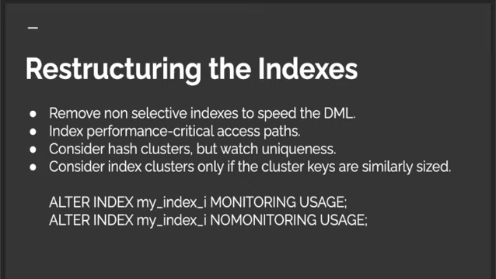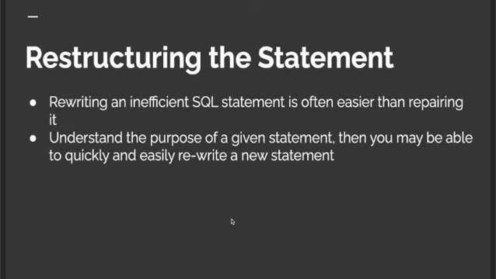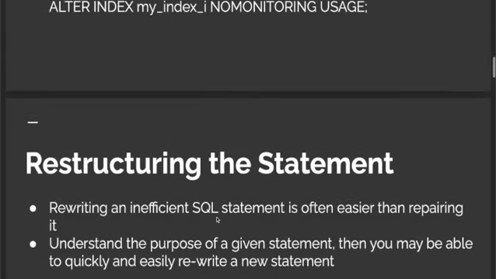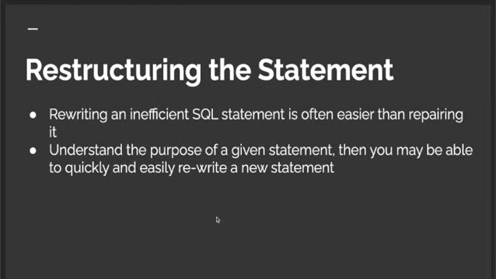So these are the commands you can see: alter index, index name, monitoring usage. By this you can monitor the index, and then to stop the monitoring you have to run the same command with no monitoring usage. Many dictionary views are available, like DBA indexes and others. When you start monitoring usage, you can view those dictionary views and find whether this index is in use or not.